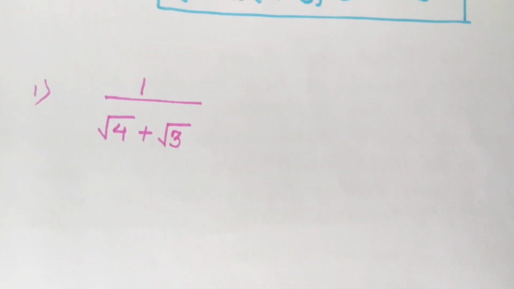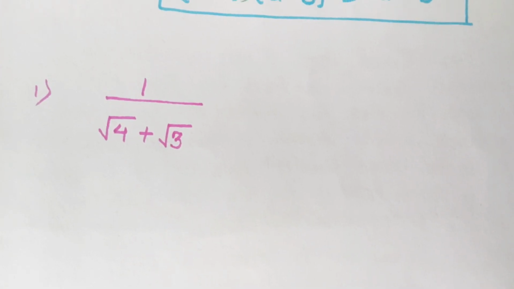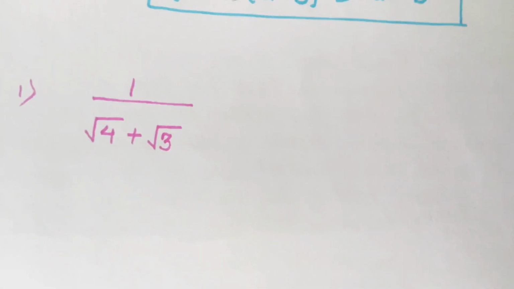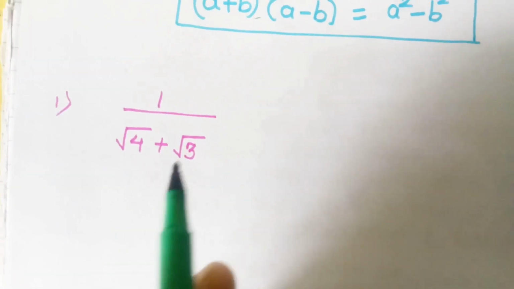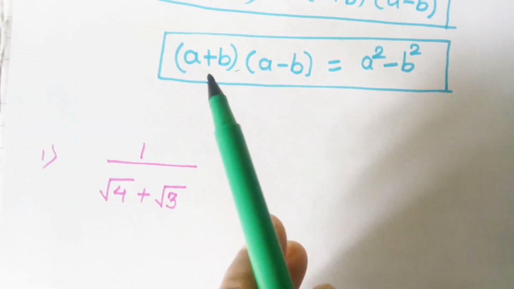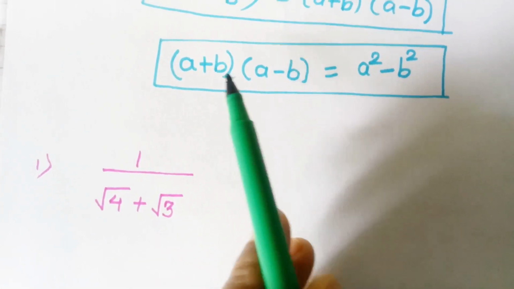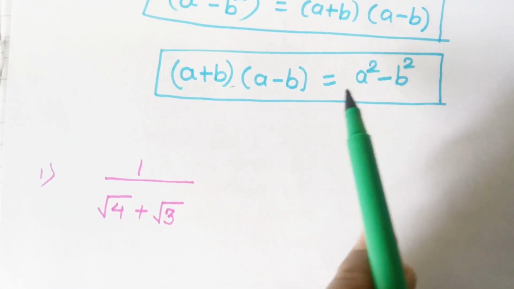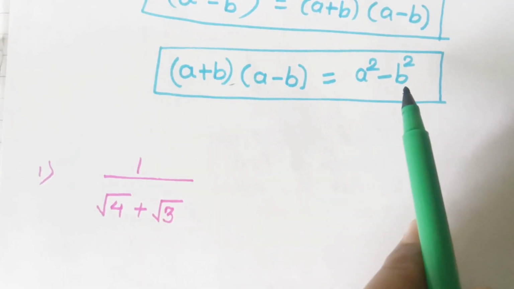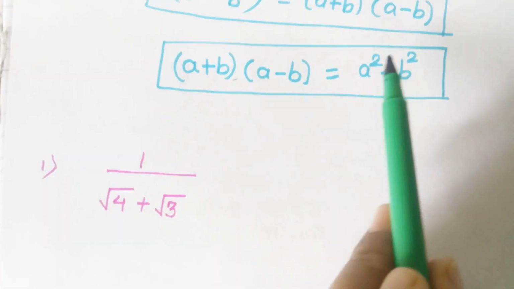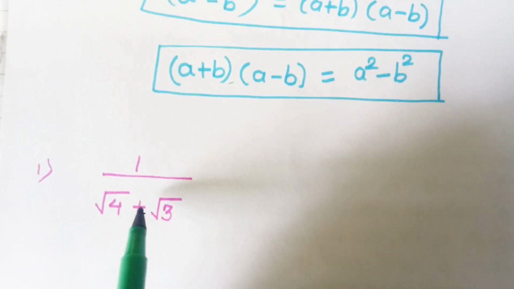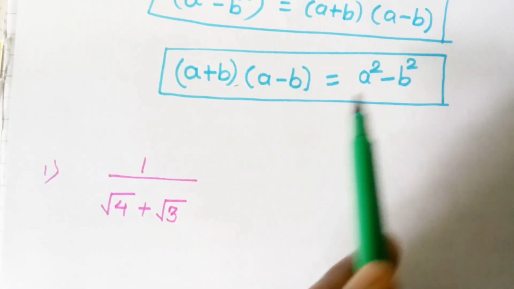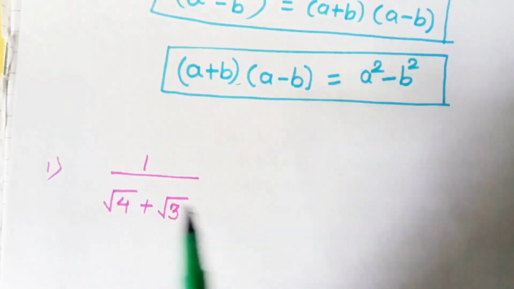I have taken one example, that is 1 upon under root of 4 plus under root of 3, and we have to rationalize this term. By using this formula, if we have the term a plus b, then we have to multiply by the term a minus b. Then we get a square minus b square. What will happen after squaring? We can add this 4 and 3 easily if it is outside the under root.